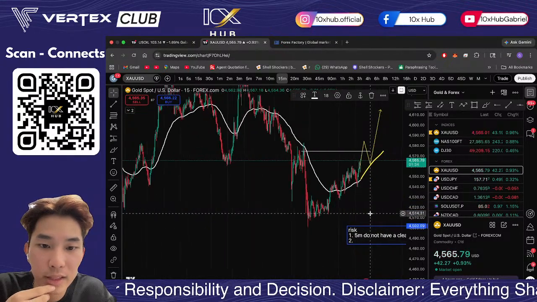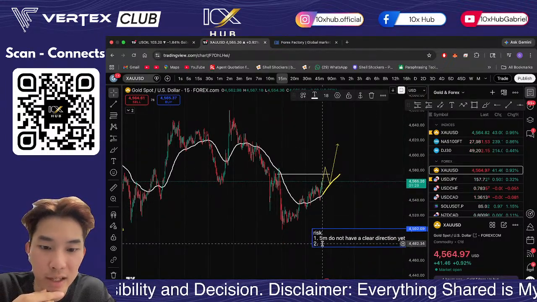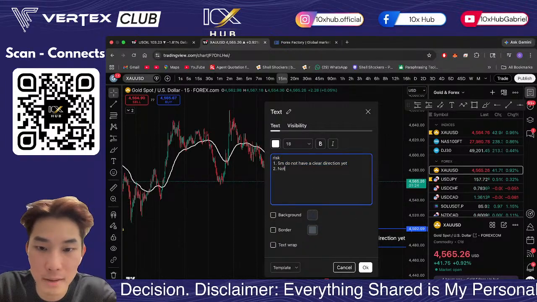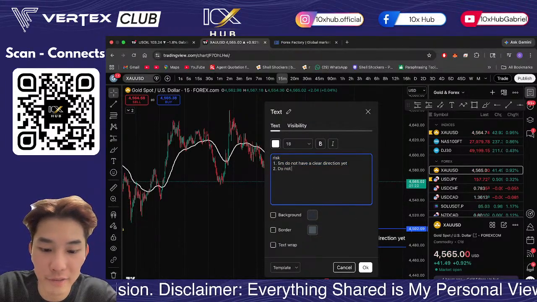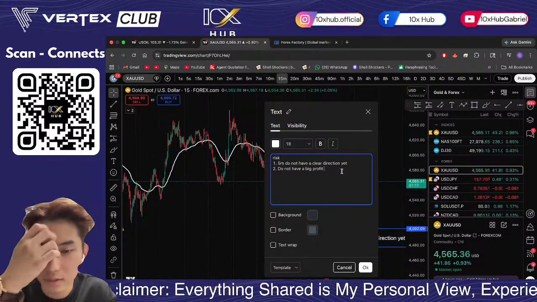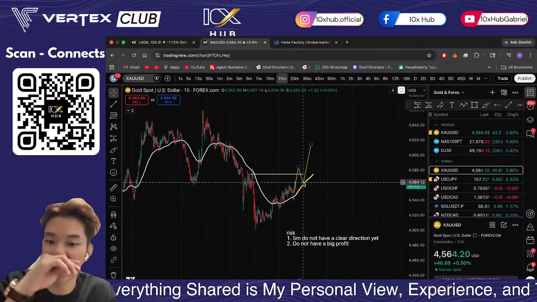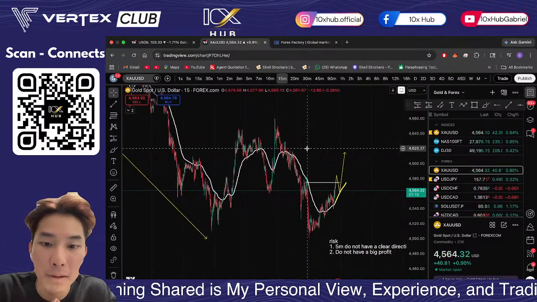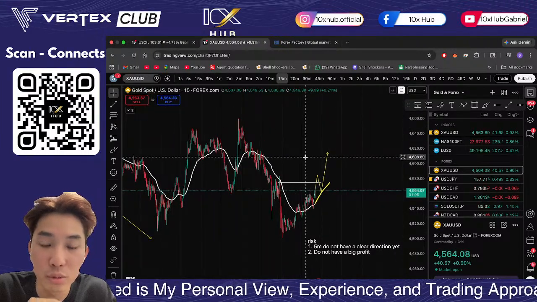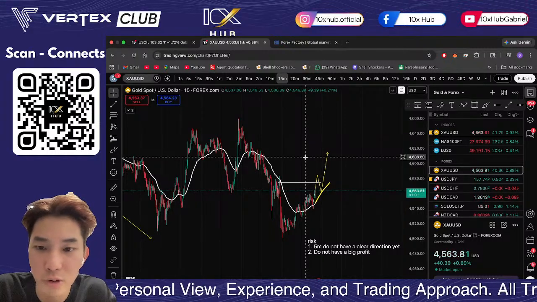And the second thing is, we do not have much profit. Do not have big profits. So which means if you really enter this trade, try not to take your profit at a higher level. Try to minimize it to 1 to 1 risk reward ratio or 1 to 2 risk reward ratio.